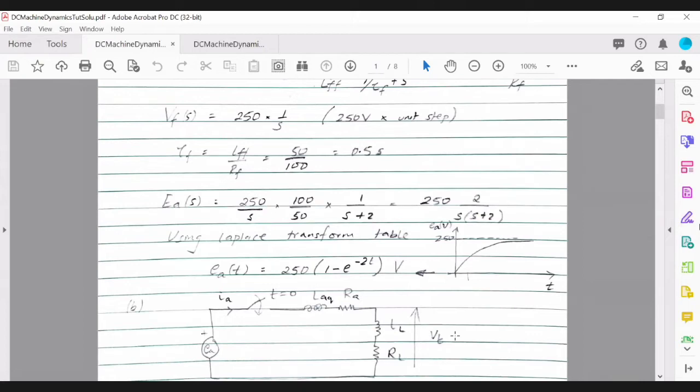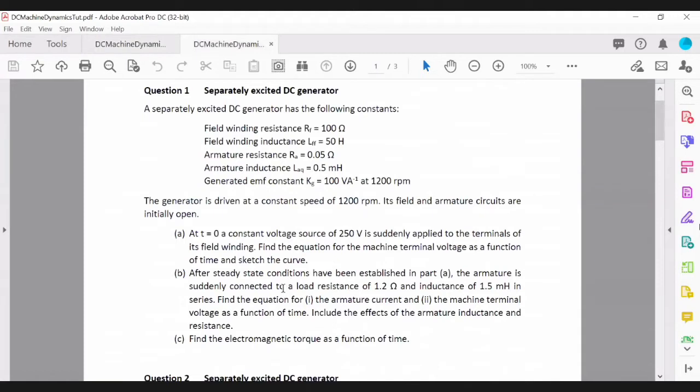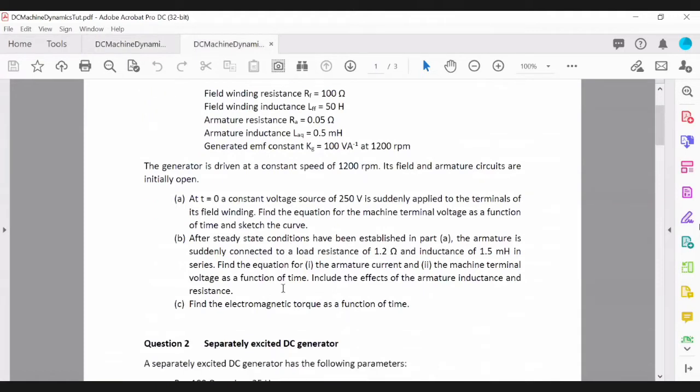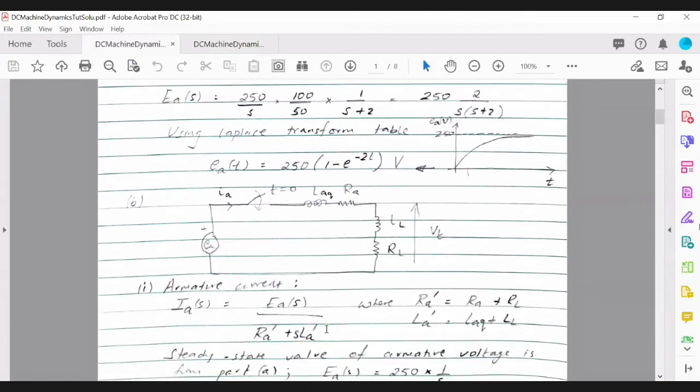Okay, so that was the first part given in the question. In part B, they ask you to work out the steady state condition, right? After the steady state condition has been established, the armature is now connected to a load resistance and an inductance of this value in series, and you're asked to work out the armature current and the terminal voltage as a function of time. So let's go back to the circuit.